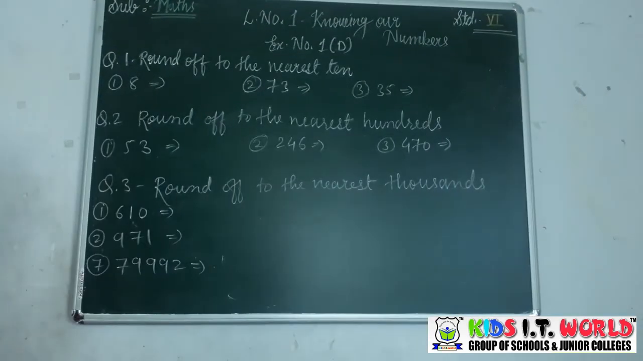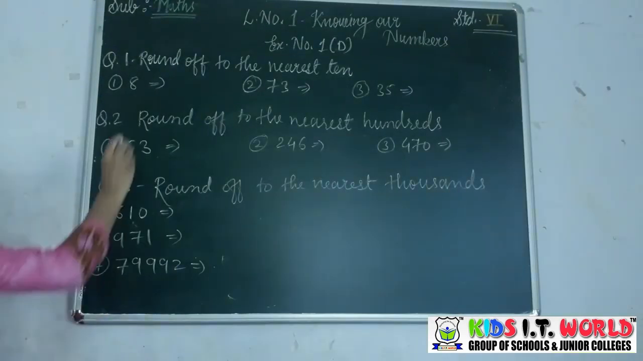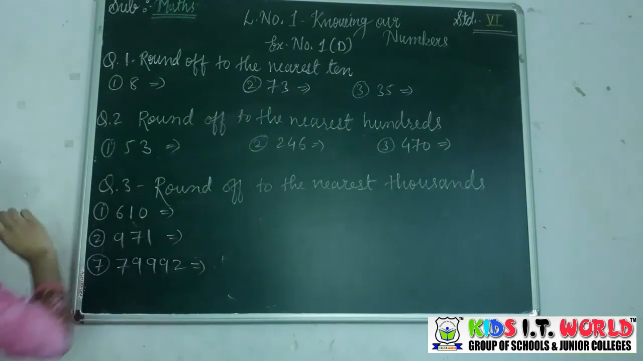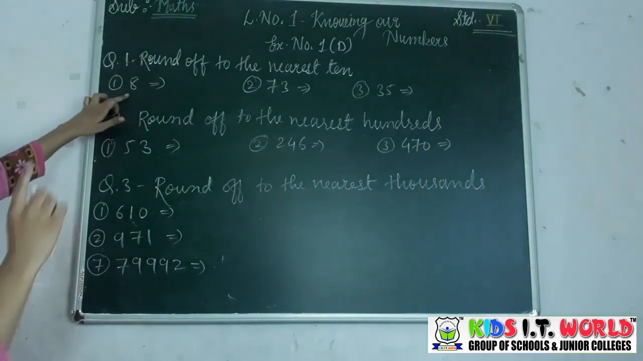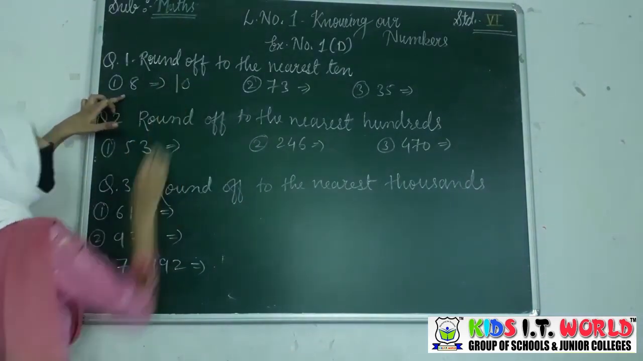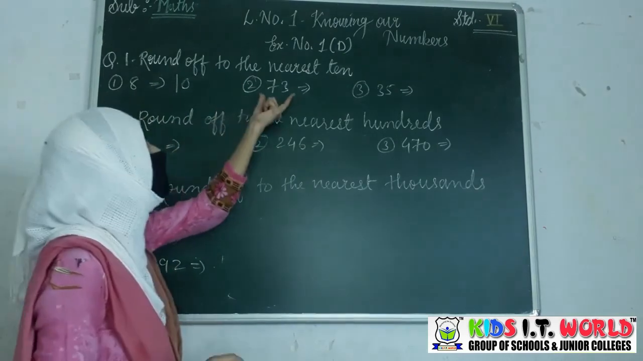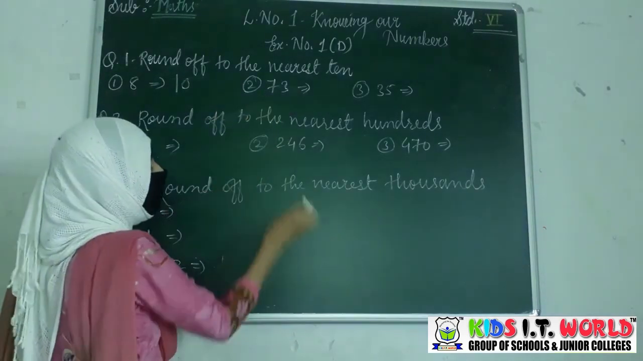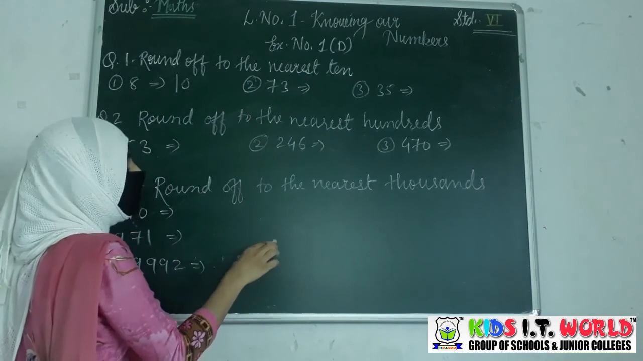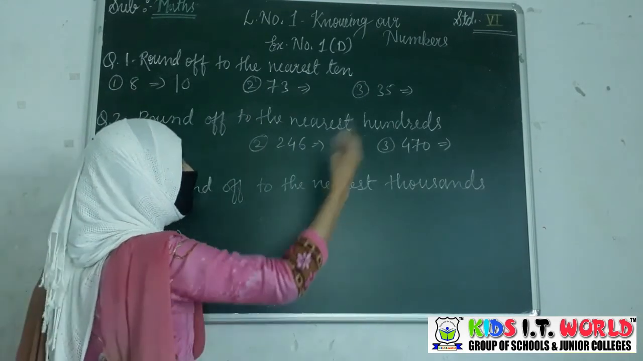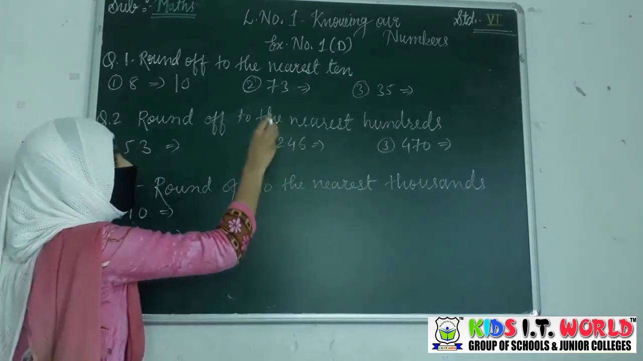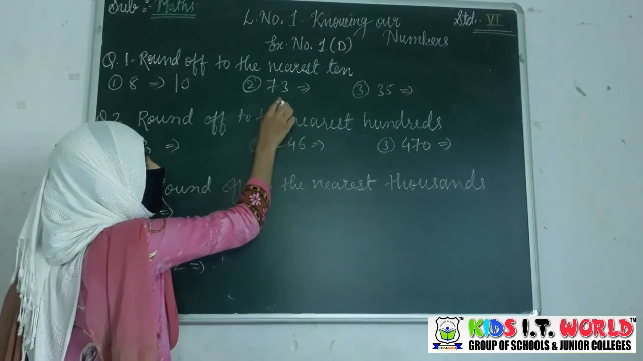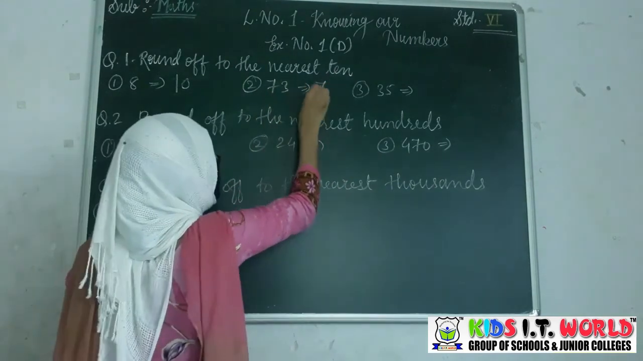So let's see, the first question is about rounding of the value to the nearest 10. So here 8 will be nearest to the 10. Now see 73, as I told you about the 14. Before 73 which tens value will come? 70, and after 73 which value will come? 80. So it is nearest to 70 or 80? It is nearest to 70.